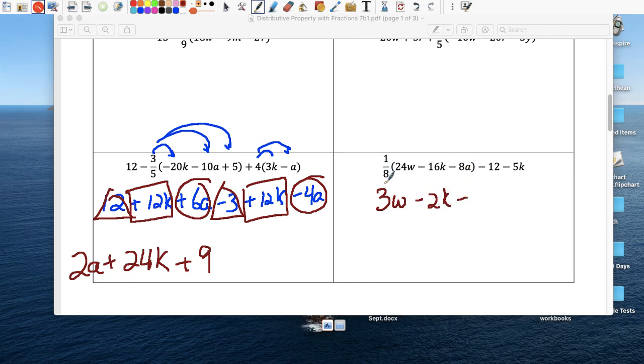Minus 8 divided by 8 is 1 times 1 is 1, and just a. And then the minus 12 minus 5k. Combine like terms. Is there? Yeah, there is. This k here with this k. That's the only like term.